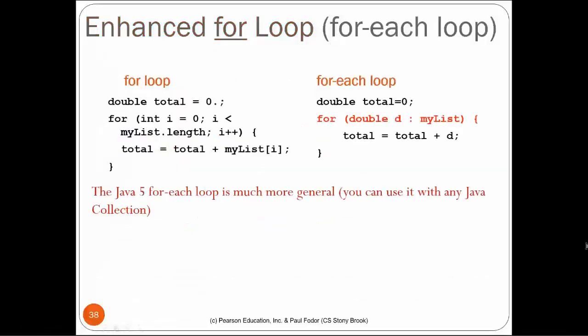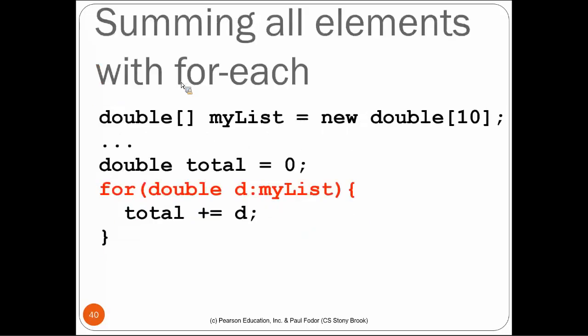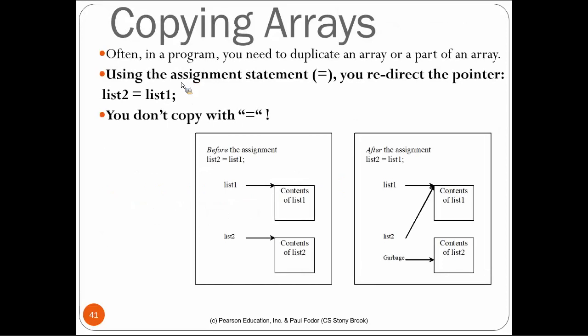So this kind of enhanced for loops are basically shorter versions of the for loops. Since Java 1.5 or Java 5, the for each loops are more general and you can use them with any Java collection. You can use them to sum the elements of a matrix, for printing the elements of an array or matrix, and so on. Now, we learned how to sum the elements of the array. What about how arrays are internally stored?